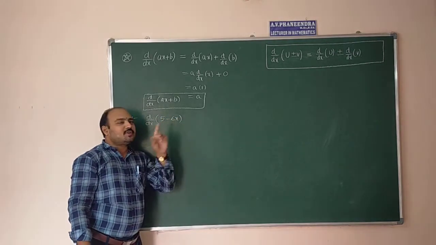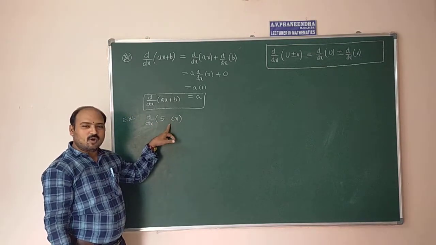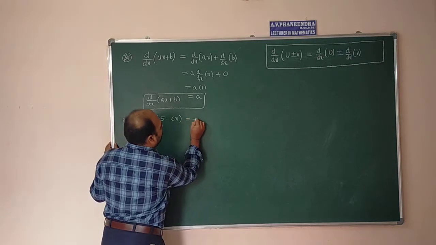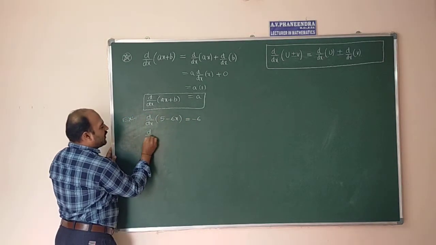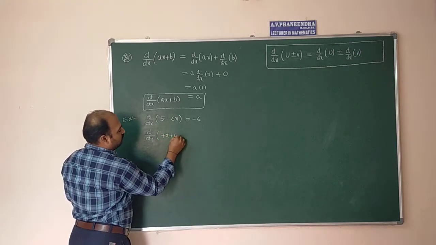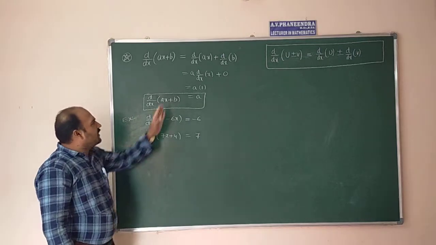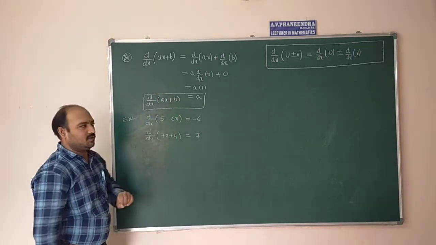Whatever the x coefficient is there, you have to compare with ax plus b. This is b, this is ax. A is equal to what? Minus 6. So the answer is minus 6. d by dx of 7x plus 4: the answer is 7. Like this procedure, you have to follow.